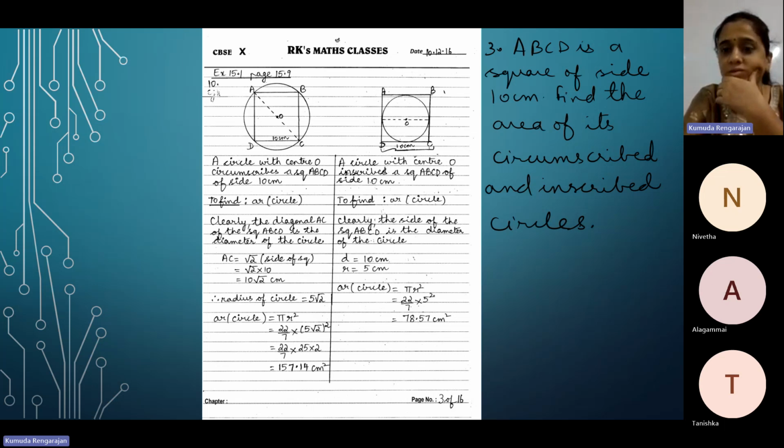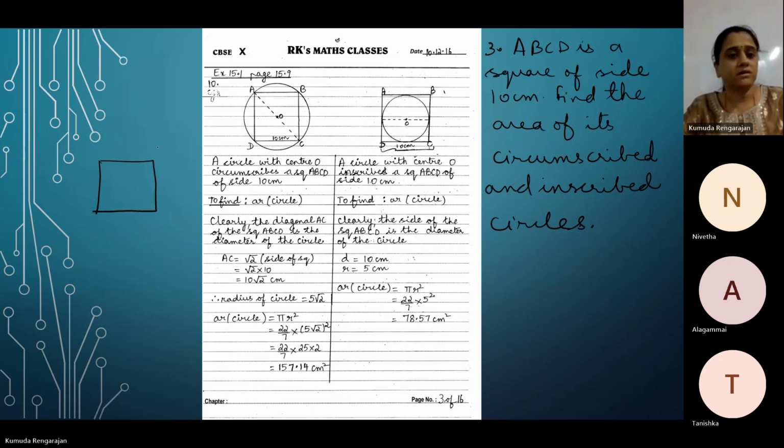ABCD is a square of side 10 centimeters. Find the area of its circumscribed circle and inscribed circle. So this is square ABCD. The circle running through the vertices. Okay, you can see it here.